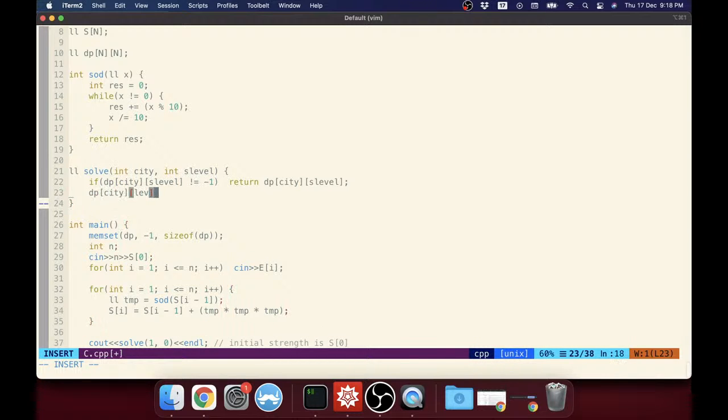Otherwise, let's set ourselves up. What are the two options? One option is to go to the next city training, so your level changes, because you trained. The other option is you fight. When you fight, you go to the next city with the same level, but you gain experience. The amount you gain is E city times S level, and you take the max option, the better choice basically.